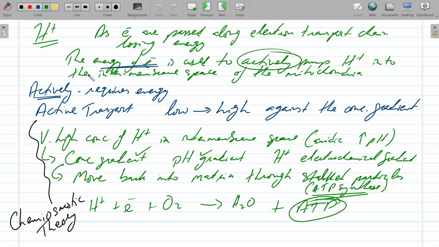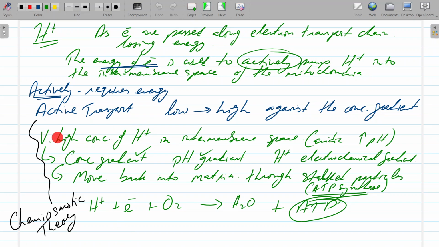Now the proton, there's something else going on over here. The electron is passed along the electron carriers in the electron transport chain, and as it passes along, it loses energy, which makes sense. But the energy of the electron is used to actively pump protons into the intermembrane space of the mitochondria. So when it says actively, we're talking about active transport. Active transport is a process where something is moved from lower concentration to higher concentration, against the concentration gradient. It requires energy. Usually that energy is provided by ATP, but in this case, it is provided by the electron.